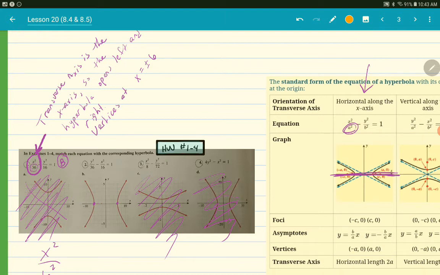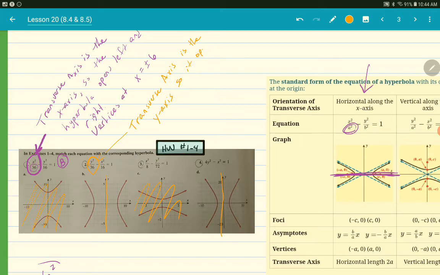As opposed to when I look at, I'm going to erase my scribbles here, number 2. I see now with number 2, that one starts with the y squared term, which means the y squared is the positive. So now my transverse axis is vertical. So it's actually the y-axis, since it's centered at the origin and vertical.